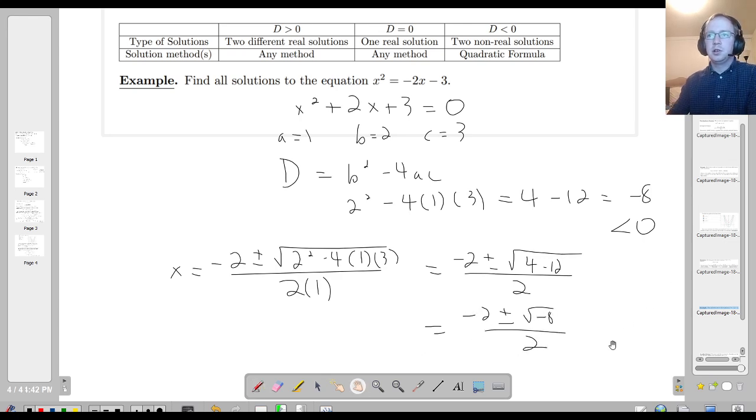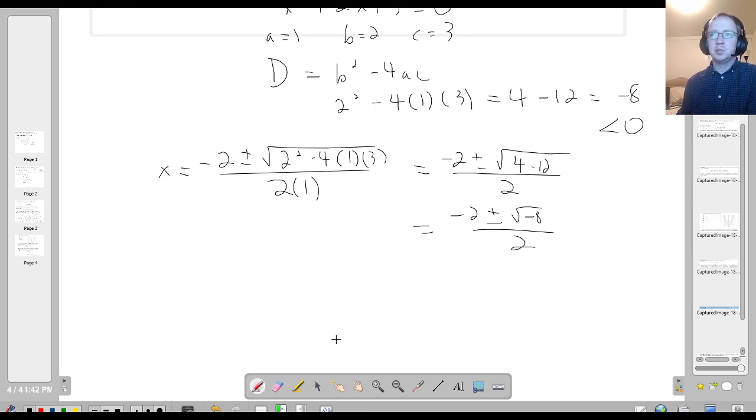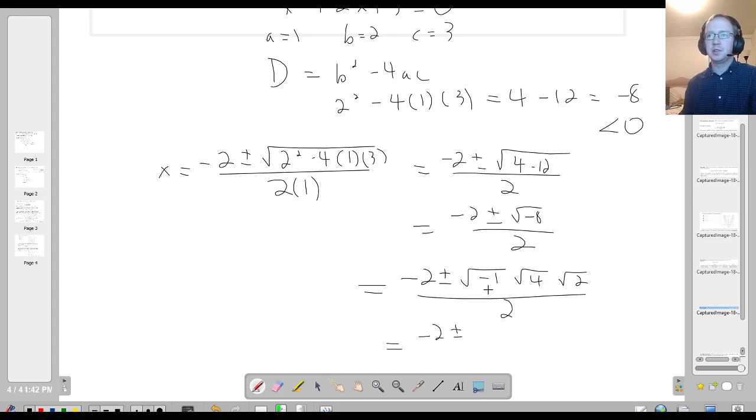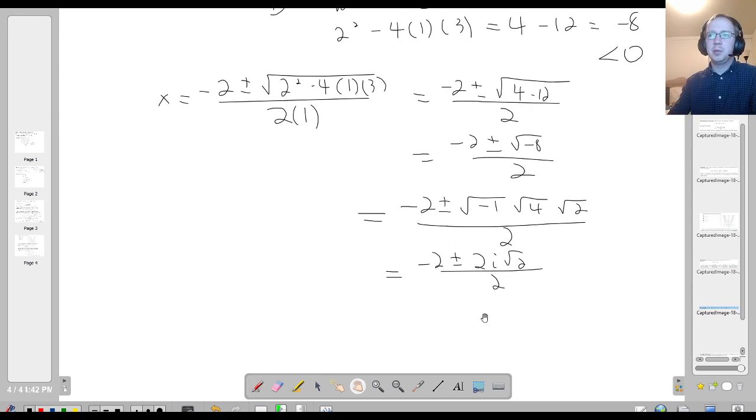Okay, so let's go ahead and clean this up some more. Anytime we have the square root of a negative number, we need to remember not only to pull out perfect squares, but also to pull out negative 1. So I've got the square root of negative 1 times the square root of 4, and the thing that's left over is 2. So let's clean this up even more. That's i and 2. So everything here needs to get divided by 2. Let's go ahead and break this apart into separate fractions just to avoid mistakes. And if I simplify those, it's negative 1 plus or minus i times the square root of 2.